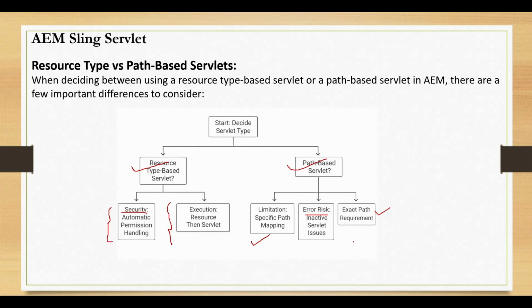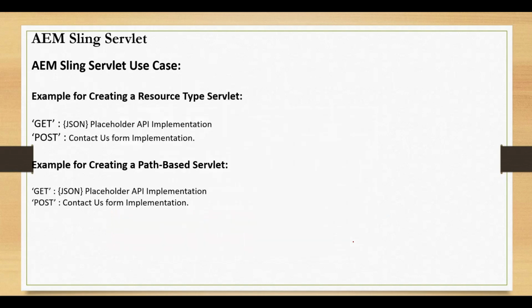Okay, let me move to the next slide. Here we have AEM Sling Servlet use cases. In the next lecture, we are going to discuss them. As we know, if you are creating a resource type servlet or path-based servlet, we have two methods: Sling Safe Method Servlet and Sling All Methods Servlet. Generally we write the GET method in Sling Safe Method Servlet, and in Sling All Methods Servlet we generally use the POST method.